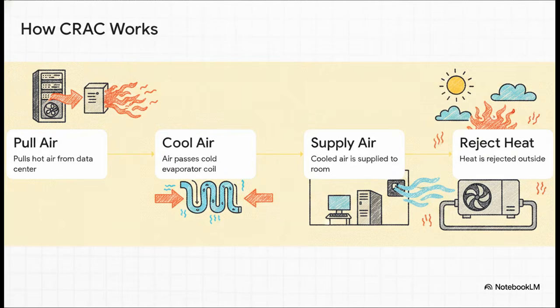First, the unit actively pulls hot air right from the data center aisles. Next, that air passes across a really cold, refrigerant-filled evaporator coil. Then, the crisp, cooled air is supplied right back into the room. And finally, all that absorbed heat is pumped away and rejected outside via a condenser.